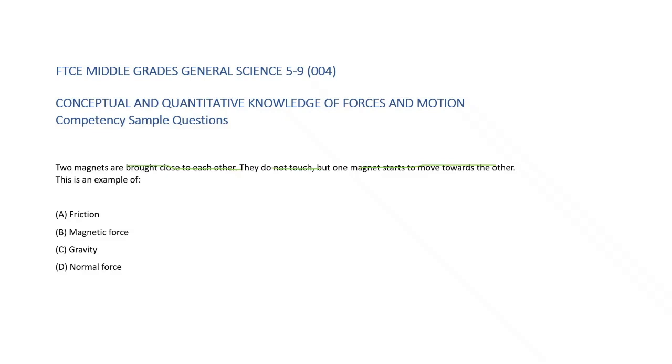When we think about this, we really should think about what each one of these examples means. This is actually an example of a magnetic force, which is B. And the reason is because a force can act at a distance. The magnets do not need to touch for the force to be exerted. Friction and the normal force are contact forces and would require the magnets to be in contact. And gravity, while it does act at a distance, is not the primary force at play in the situation. So A, C, and D are not correct. The correct answer is B, magnetic force.